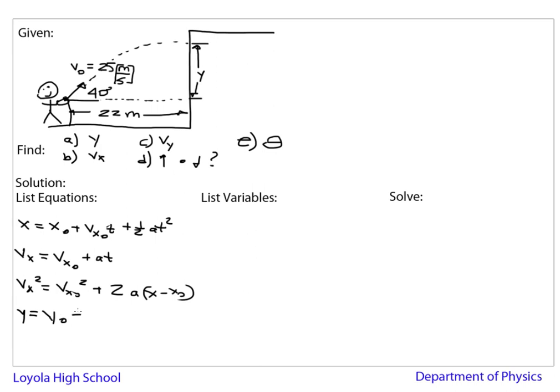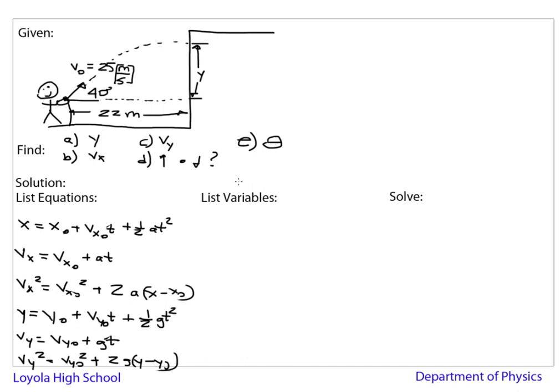y equals y0 plus vy0 t plus 1/2 g t squared. Now remember, this is g because it's gravity. Vy is equal to vy0 plus g t, and vy squared is equal to. So at this point, I'm not trying to figure anything out. I'm just organizing myself. So I got my equations there.